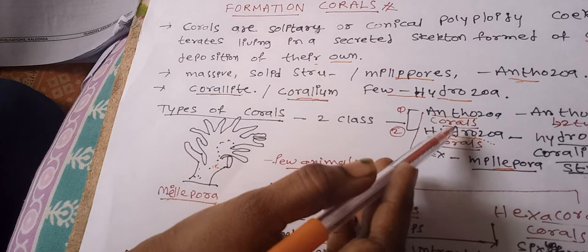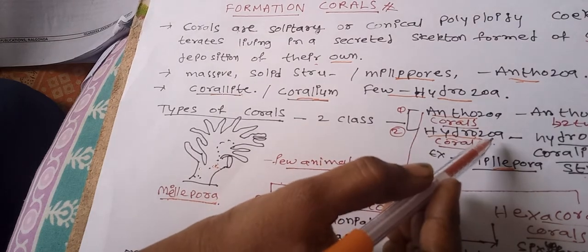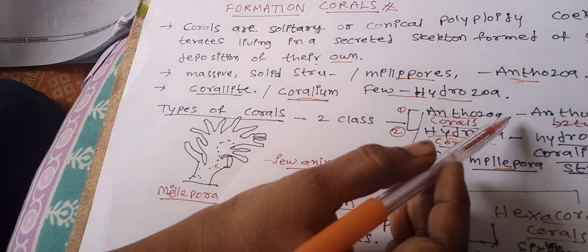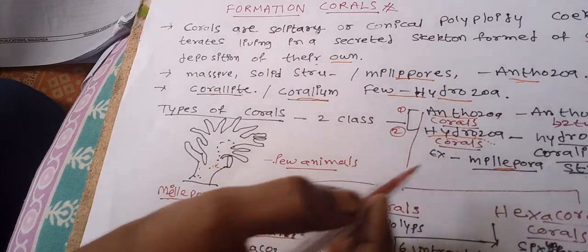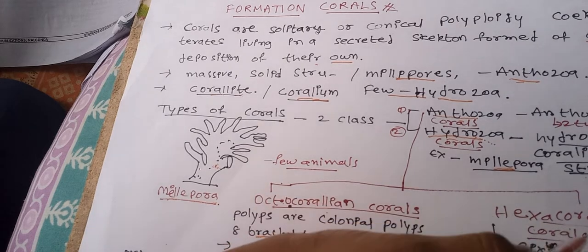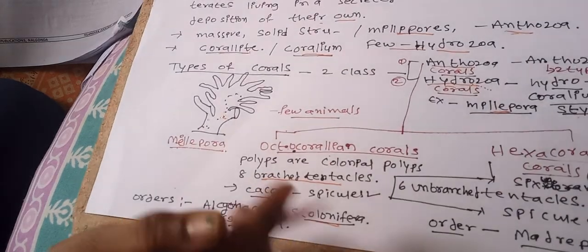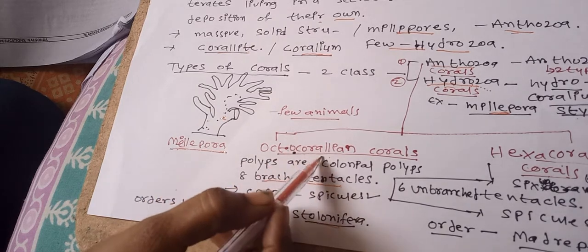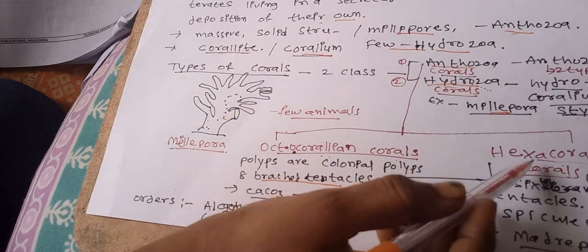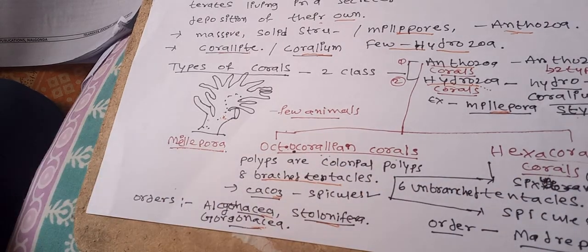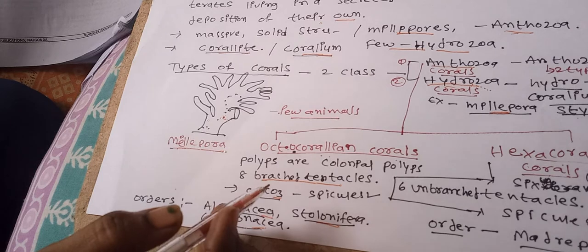Second one, anthozoan corals. Anthozoan corals are produced by anthozoans. The anthozoan corals are of two types. They are octocorallian corals and hexacorallian corals. Very important. First one, octocorallian corals.